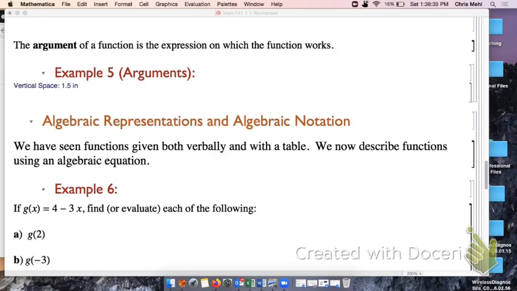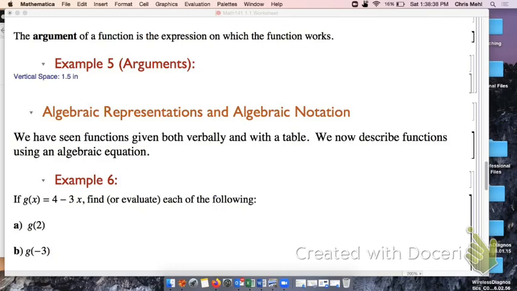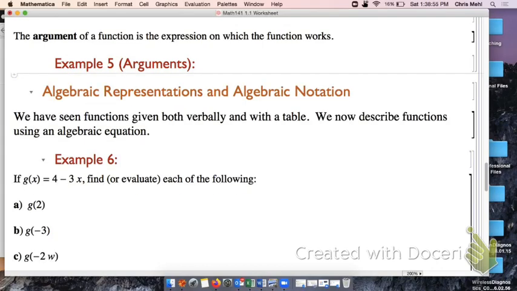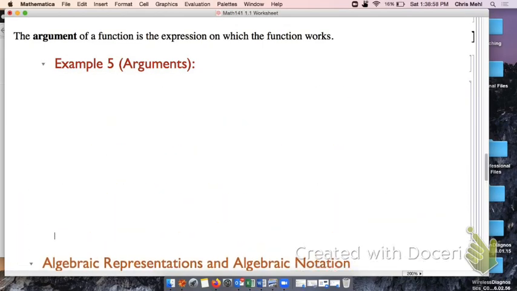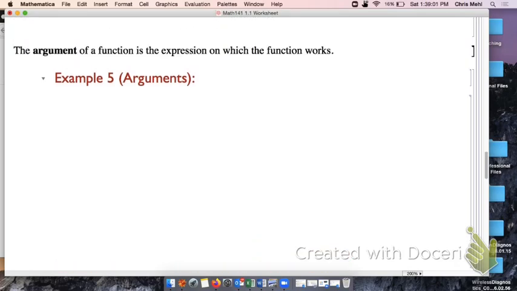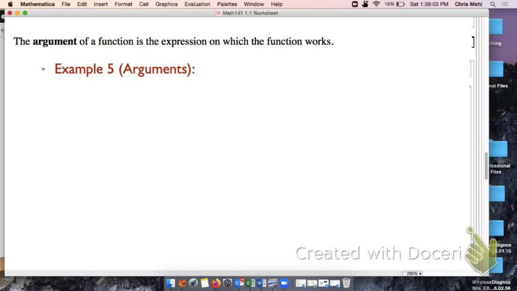Now I can talk really quick about arguments, and this is going to be more important probably later on when I talk about logarithmic functions. But I can certainly briefly talk about arguments right now. It says the argument of a function is the expression on which the function works. We're going to see this in a second. I might want to show you just a quick example.